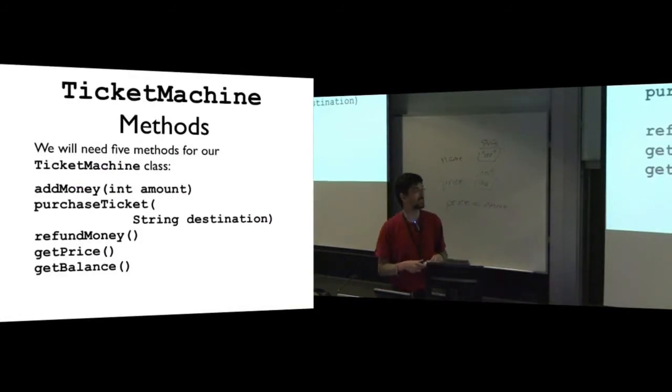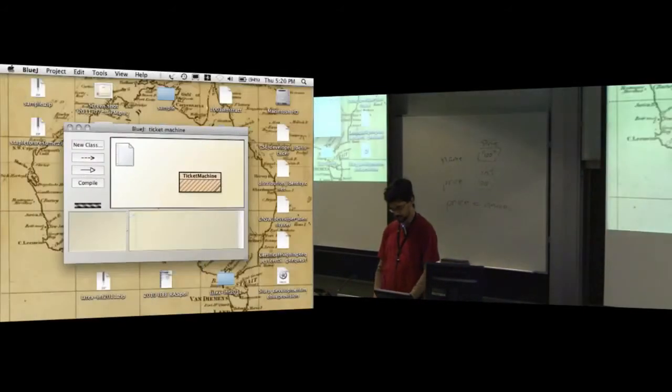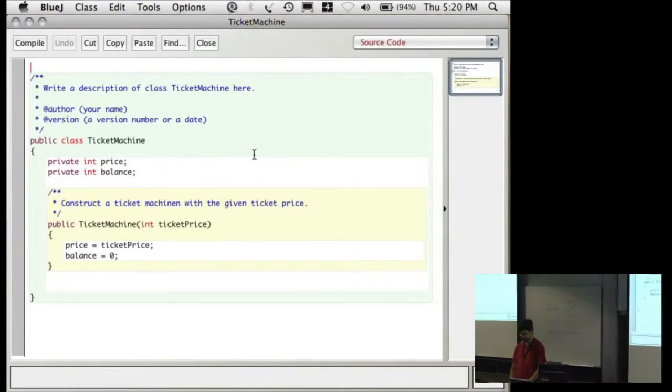Okay, so that's the way we assign values to variables. And if we look at the constructor that we wrote for our ticket machine, it has ticket price as a parameter, and it does two assignments. One is to set the balance to 0. The other is to set the price field to be equal to the value in the ticket price parameter. So we've taken one variable, the ticket price parameter, and we've copied the value out of that into the price variable.